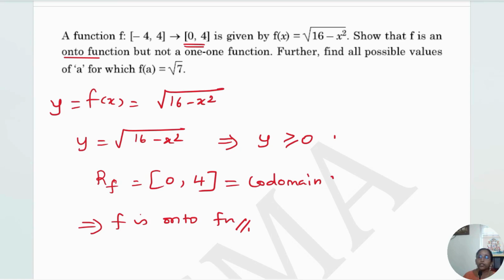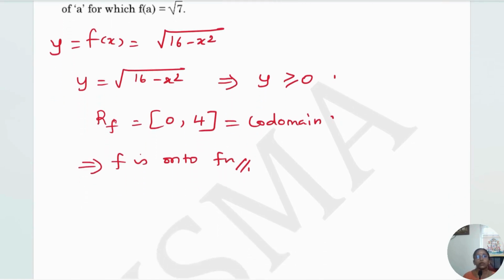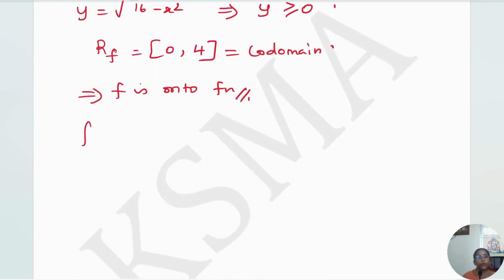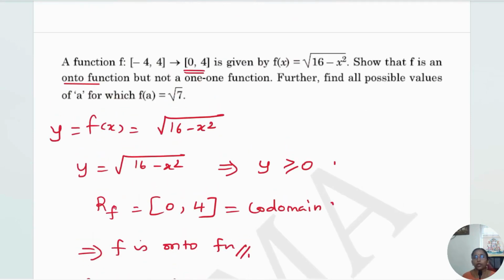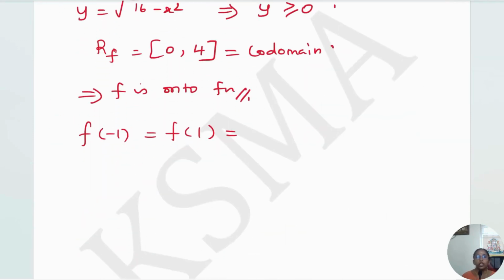For 1-to-1, you have to prove f(x1) = f(x2). So now take -1 and +1. f(-1) = f(+1), and according to the question, square root of (16 - x^2), that is root of 15. But here -1 is not equal to +1. So the function is not 1-to-1.